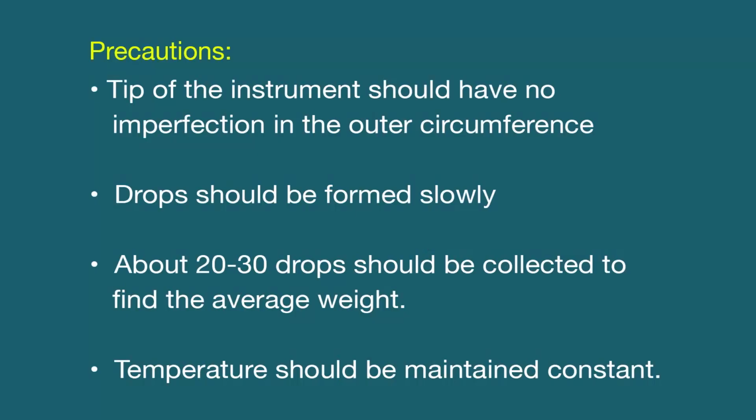During this stalagmometer method, some precautions have to be taken, otherwise they lead to error. First precaution is the tip of the instrument should have no imperfections in the outer circumference. Drops should be formed slowly. About 20 to 30 drops should be collected to find the average weight. Temperature should be maintained constant. With this discussion on the first physical property of liquid, surface tension is over.